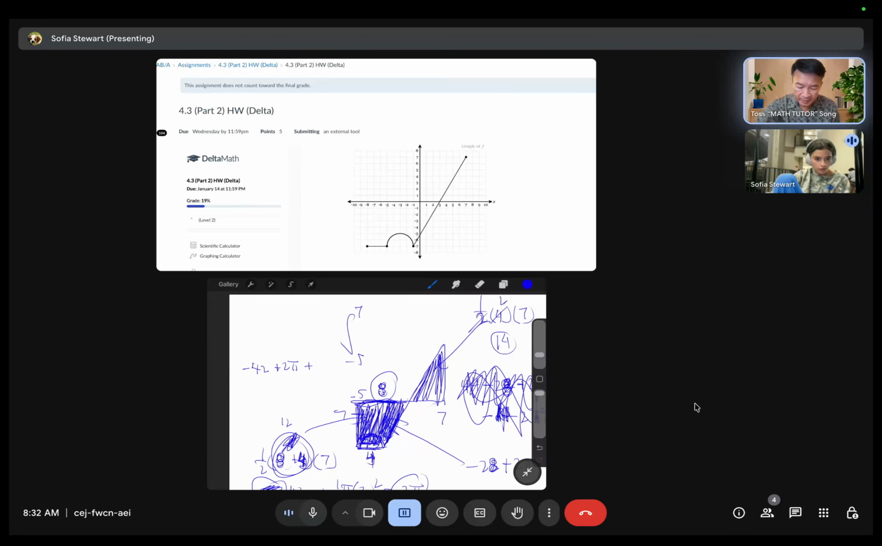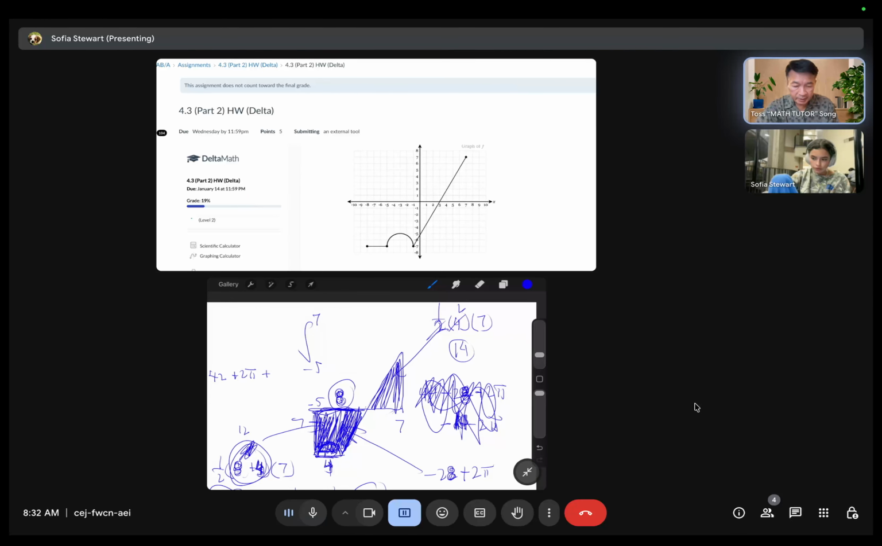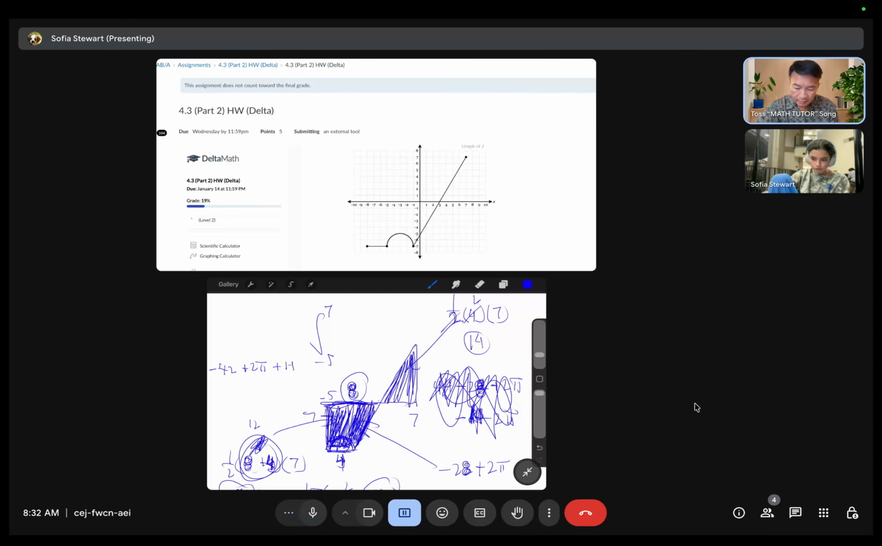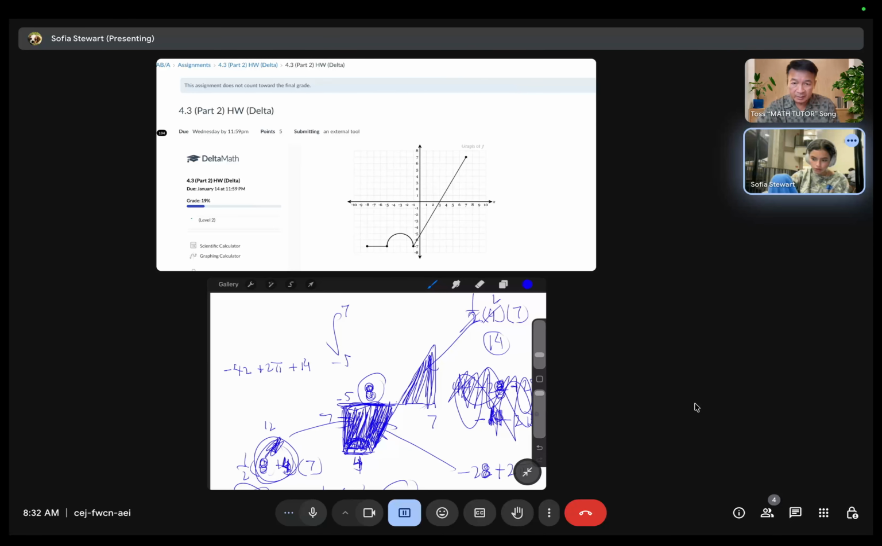The trapezoid, right? Is it positive? It's negative because it's below, so negative 42 plus 2 pi. Now you can add the triangle. What is the triangle? It's 14 plus 4, yeah. How many tries do we get here? 5. We have a lot more.